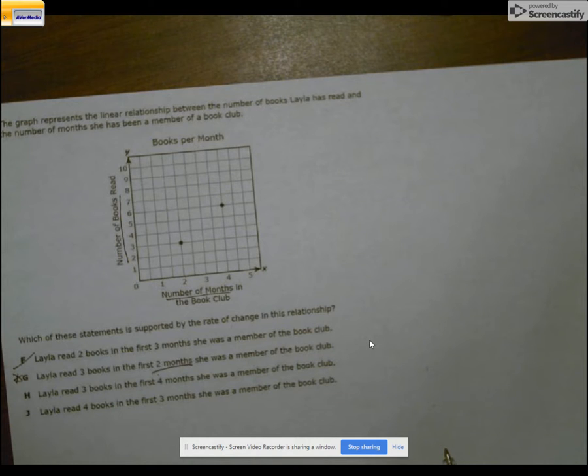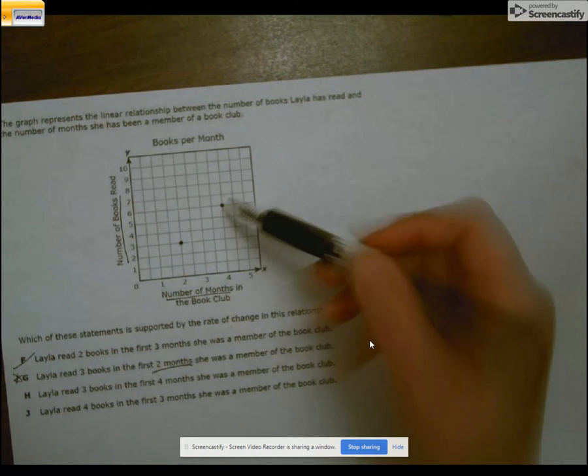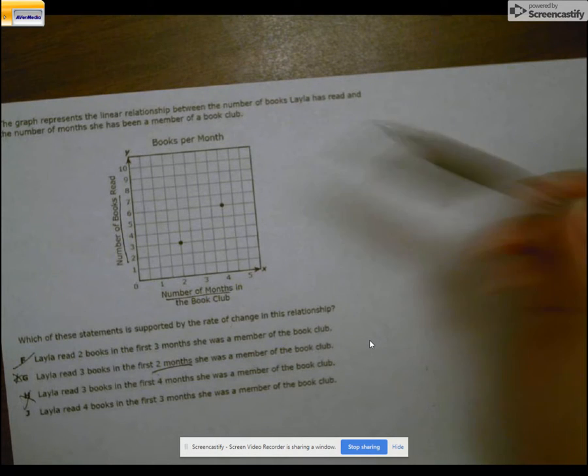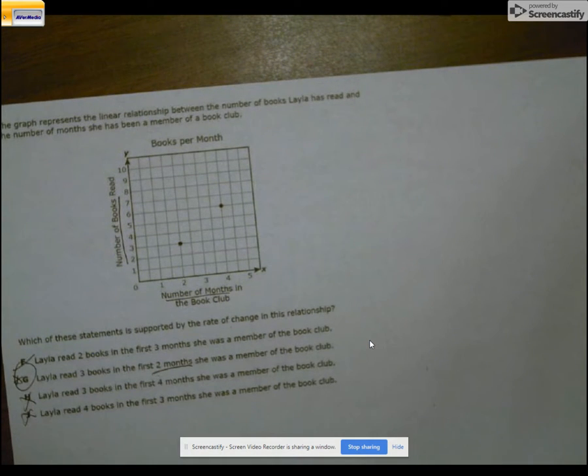And then the next one says Layla read 3 books in the first 4 months. I'm going to go over to 4 months. Does that go up to 3? No, it goes up to 6. And then the last one says Layla read 4 books in the first 3 months. So again, let's go over to 3. Does this go up to 4? No. So G is my best answer here.